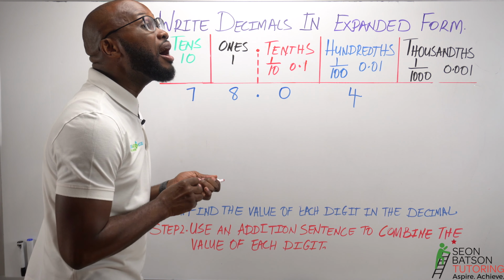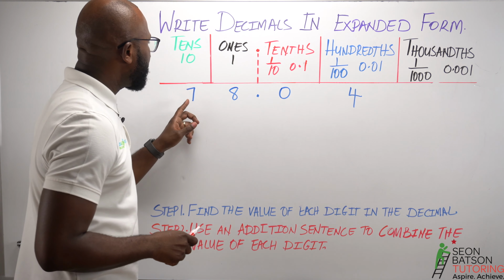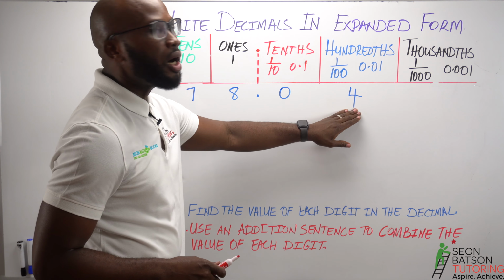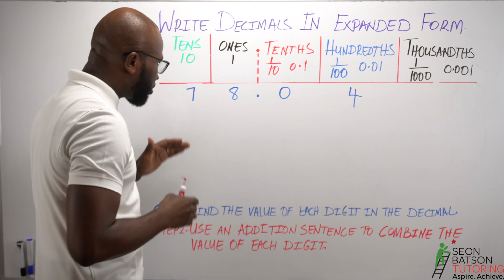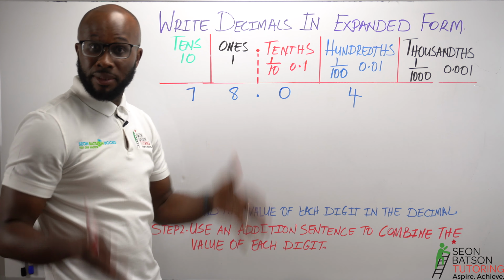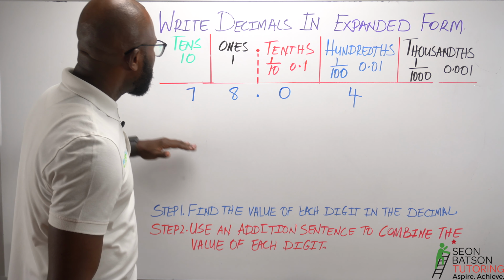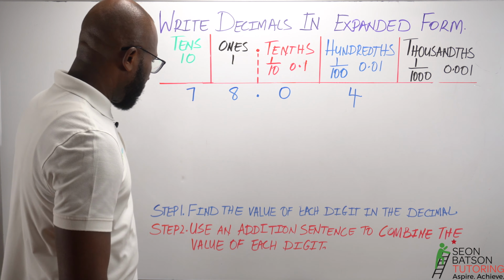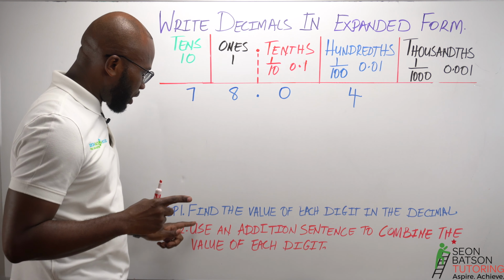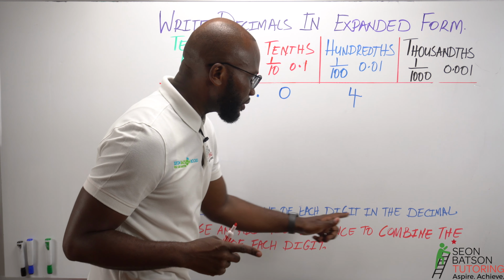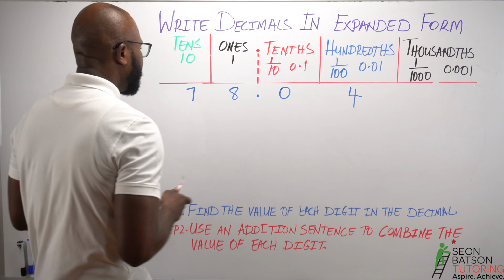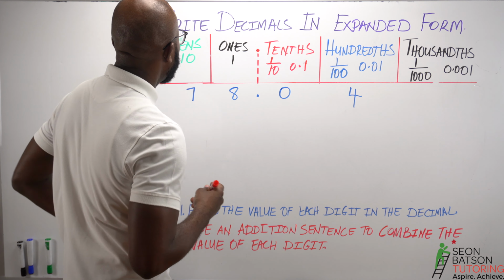to shine. All right, so we have 78 and 4 hundredths. We would like to write our decimal in expanded form. To write our decimal in expanded form, 2 simple steps. Step 1, we will find the value of each digit in the decimal. Let's find the values of each digit.